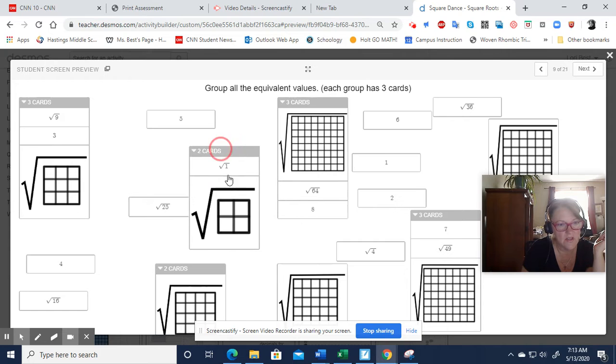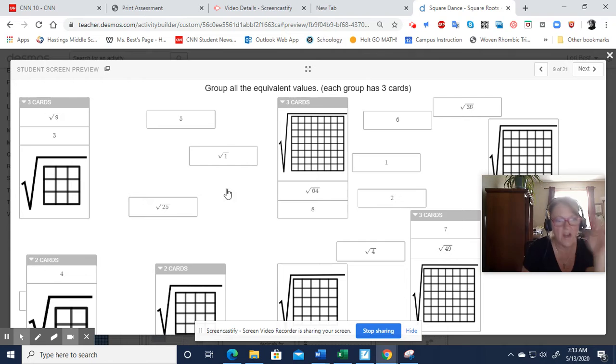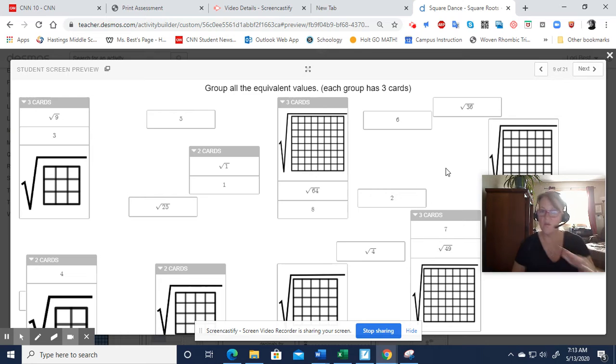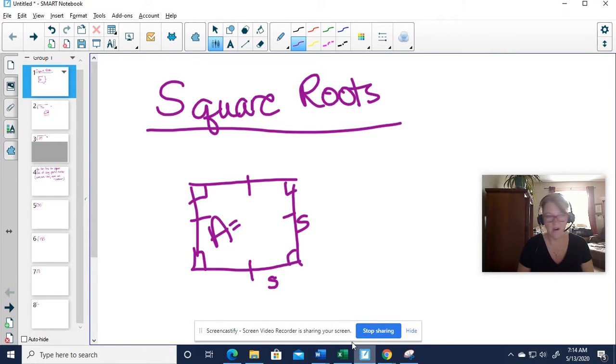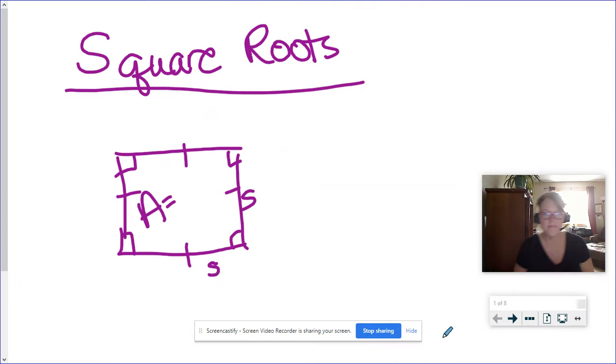Let's see. This one is not correct. I've got to separate those. That goes with the 4 and so on. And you kind of had to keep building from here. 1 and the square root of 1 and so on. And that gives you the idea that we have a picture in our head of what square roots really are. So let's move on to what we are going to do today.